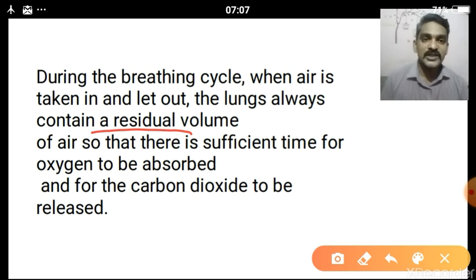So always when you are breathing in and breathing out, completely the air will not come out, completely the air will not go inside. Okay, what happens, some residual volume will be present inside your lungs, so that sufficient time will be there. So during breathing in and out, there will be sufficient time so that easily the oxygen and carbon dioxide can be released. So residual volume will always be there.